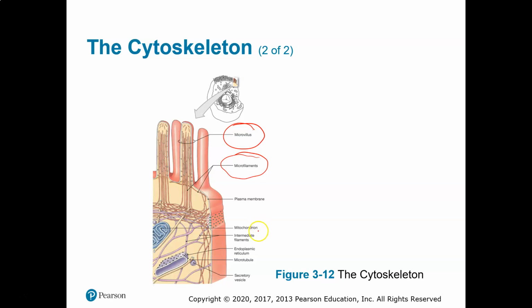The intermediate filaments are the purple ones, and they sort of provide a framework inside the cell. And then you can see a microtubule, which are thicker. Microtubules help during cell division.